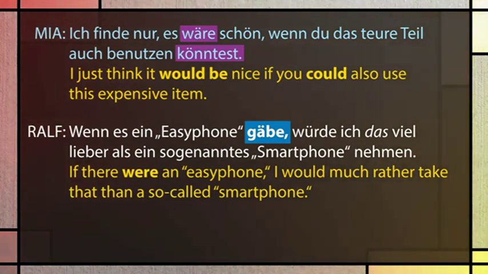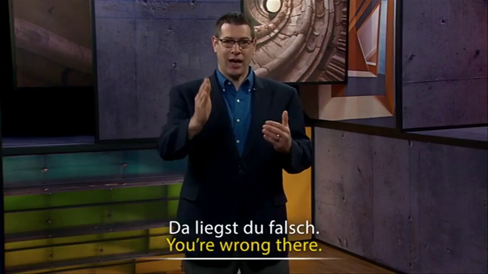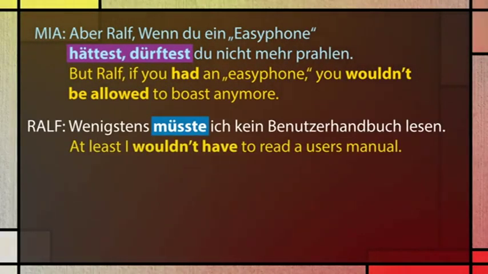Naja, quite a profound statement, although it does give Mia yet another opportunity to tease her beloved life partner, because she then says, aber Ralf, wenn du ein Easyphone hättest, dürftest du nicht mehr prahlen. Actually, that's a pretty good comeback, right? But if you think this jab will finally get under Ralph's skin, da liegst du falsch. You see, when you've been married for a certain number of years, you learn the art of selektives Hören. And accordingly, Ralph simply sidesteps the jab and says this to Mia. Wenigstens müsste ich kein Benutzerhandbuch lesen.